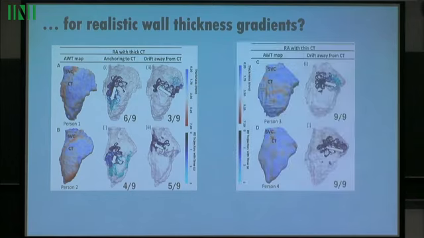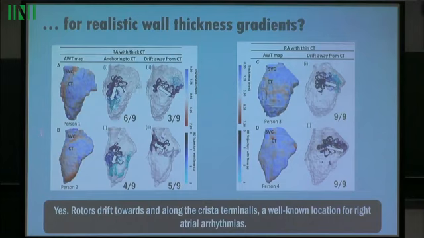And then as a control case, she also took the atria of subjects where the crista terminalis was not thicker than the surrounding atrium, and there she only saw this kind of unpredictable behavior, which again shows that this is likely to be an important factor in atrial arrhythmias. And this is actually interesting because this region of the crista terminalis in the right atrium is the site of known atrial arrhythmias in many patients.